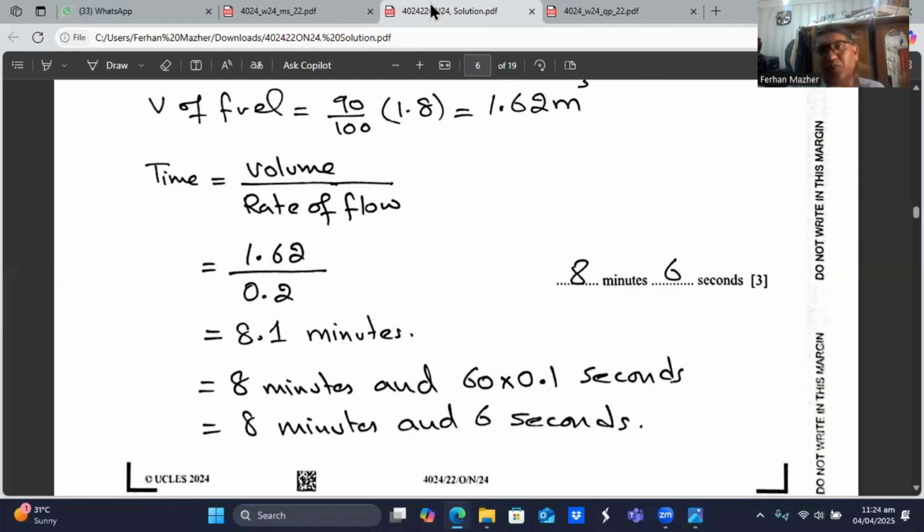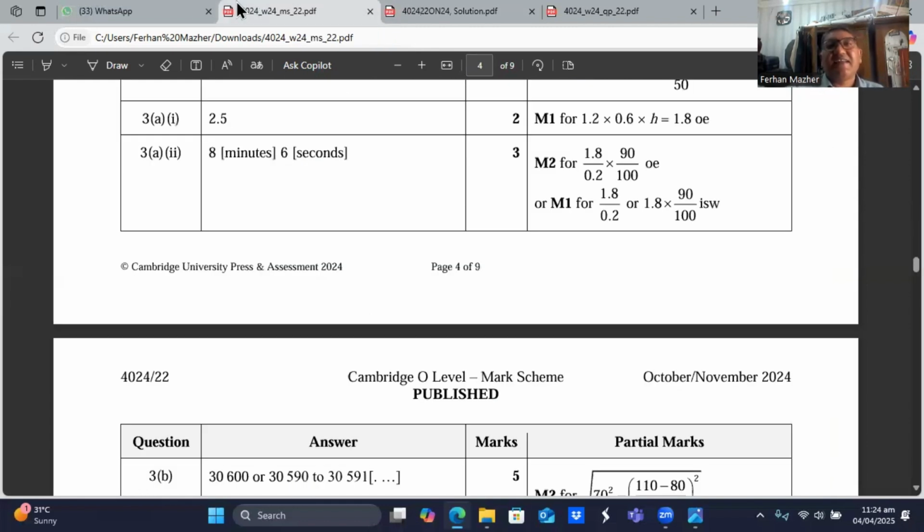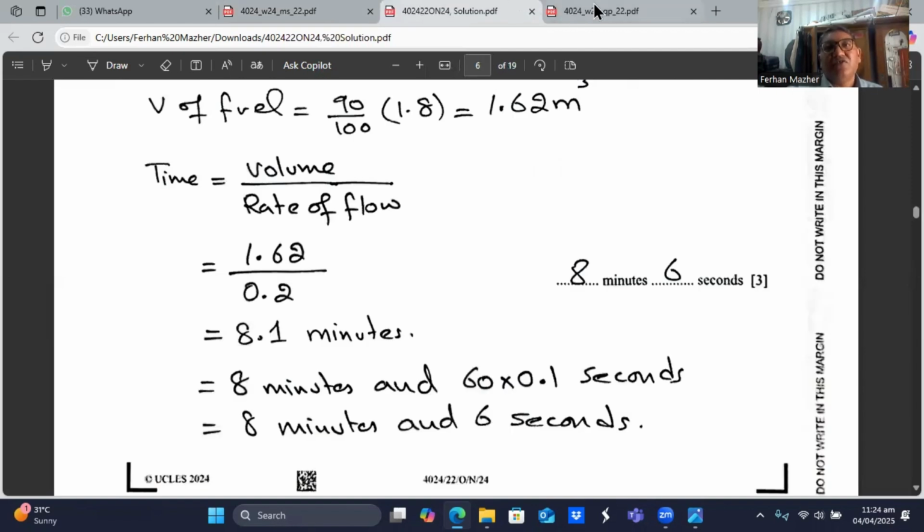So 8 minutes, and 0.1 minute means 0.1 multiply 60, because in 1 minute there are 60 seconds. So it will be 60 multiplied by 0.1, and that will give you 6 seconds. So a total of 8 minutes and 6 seconds will be taken. So our answer is right, sir. So here we go.